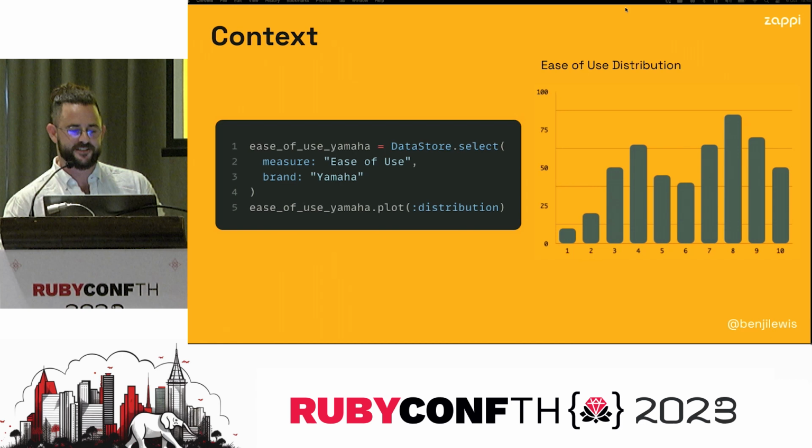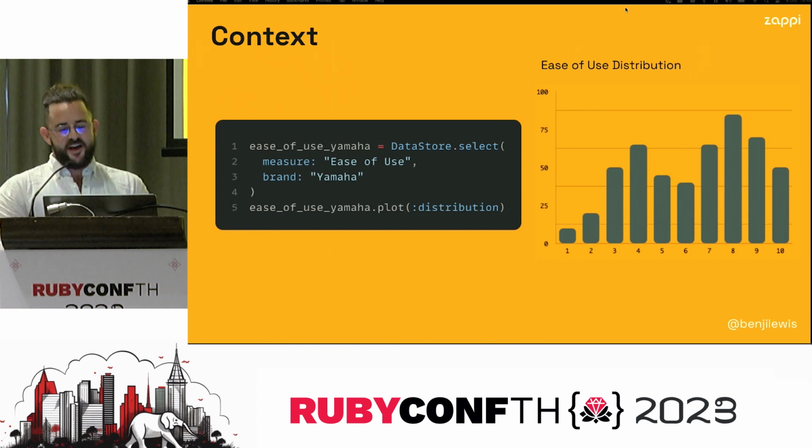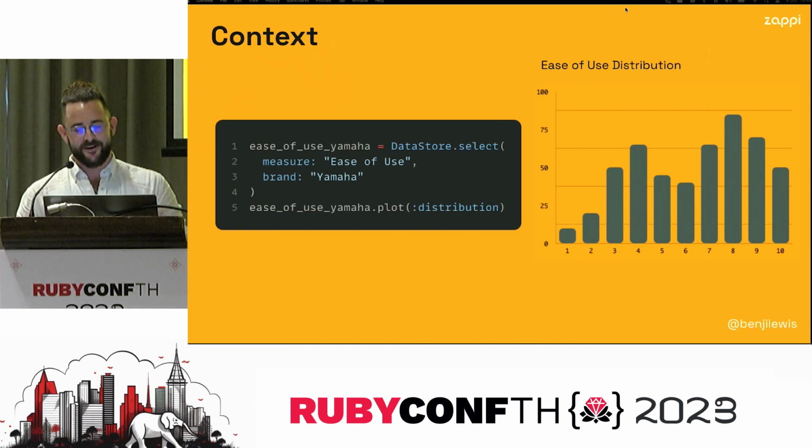We take a look at it and we're like, oh, that's a little bit weird. Our distribution has these two peaks in it, which is a little bit odd because you'd expect there to be one thing that makes it easy to use. We take a second to think about it and realize, oh, hang on a second, Yamaha make motorcycles, but they also make pianos. So this could be what's causing this anomaly in the data.